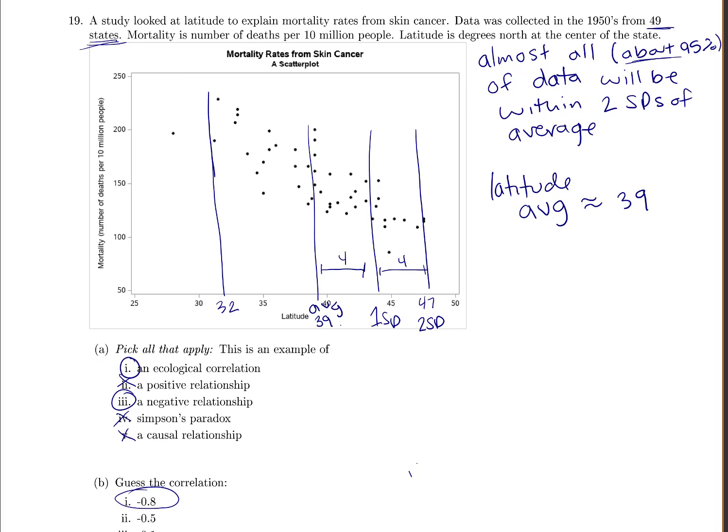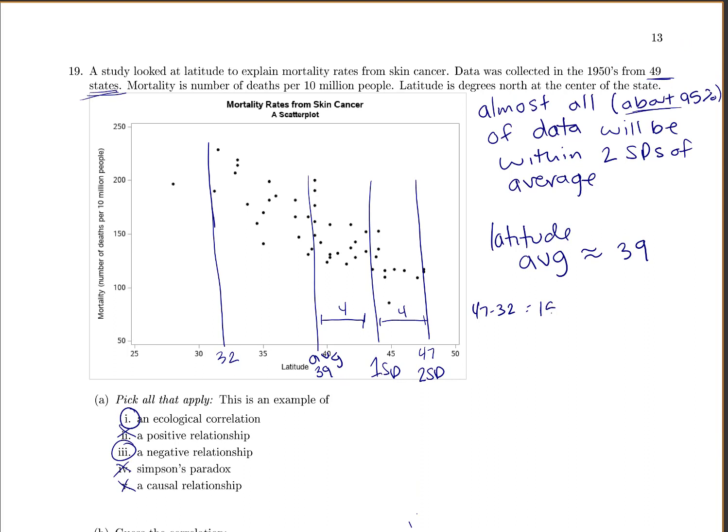I also will look at it and say, well, like 47 minus 32 is equal to 15. So 15 divided by, so that's my total length from here to here. There should be 4 different sections. So if I divide it by 4, I'm going to get 3.75. So I'm going to guess my standard deviations are somewhere around like 4, 3.75. So I'm going to guess my SD is about 4.